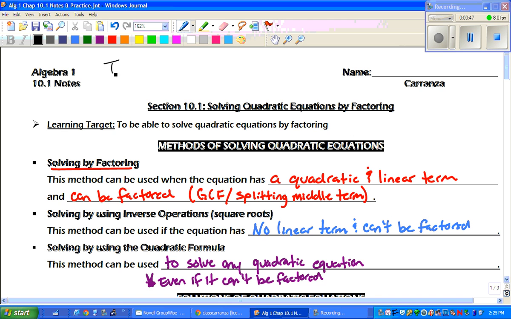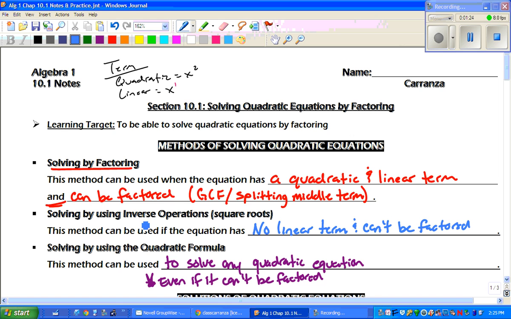Now, just to remember the terms, a quadratic has to have a square on it. If something is linear, the exponent is just a 1. Okay, that's a review. You guys should be remembering that. So a quadratic and a linear term, and it can be factored. We're going to factor it either by a GCF or splitting the middle term.